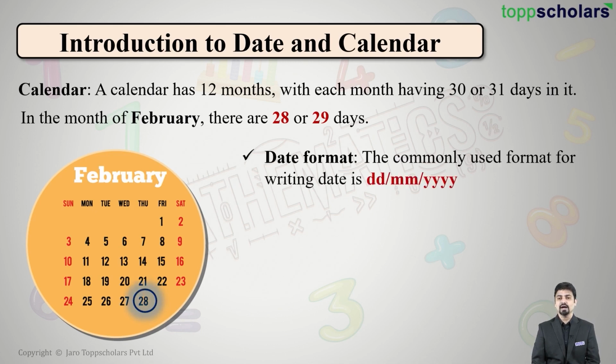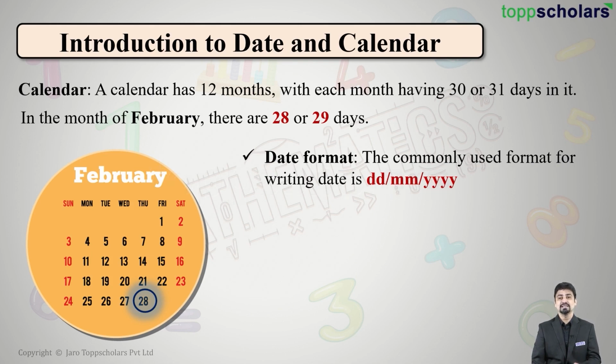Now, if I have to write the date, the format which is commonly used is DD, that is the 2 digits used for the date, slash MM. In the MM, we write the number of the month. January will be the first month, so we write 01. February will be the second month, so we write 02, and so on till December, which is the 12th month, so we write 12. So MM is for the number of the month.